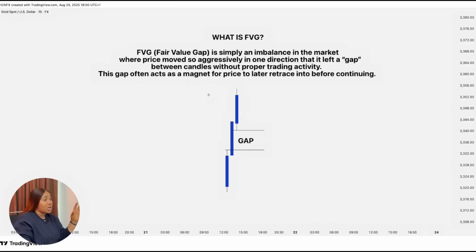This is very popular if you are trading XAUUSD. But in today's video, I'm just going to show you how you can spot valid fair value gaps that can be very useful when it comes to setting your entries or your POI.